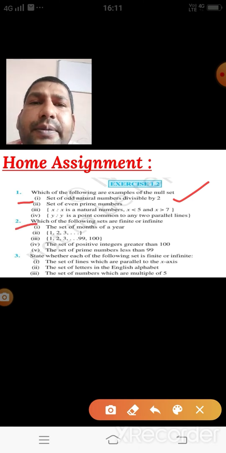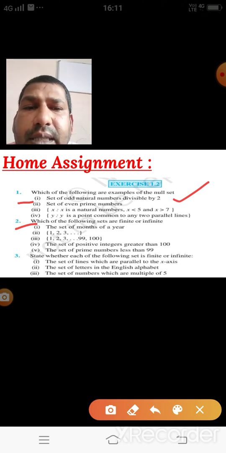For example, second question I am taking here: which of the following sets are finite or infinite? The first one we have is the set of months of a year, and this is also well defined. How many months are we getting? 12 months. Yes, it means that it is a finite set. Then you have to write down finite set.